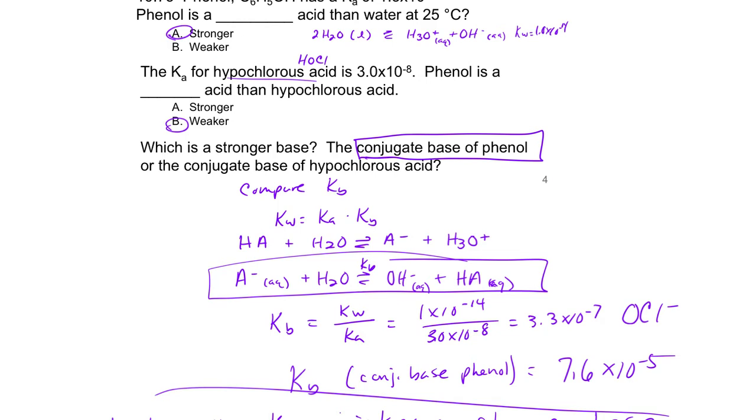So in this case, phenol had a smaller Ka than hypochlorous acid. It makes a stronger conjugate base, yes. So weaker acids make stronger bases? Weaker acids make stronger bases, yes. Good work.